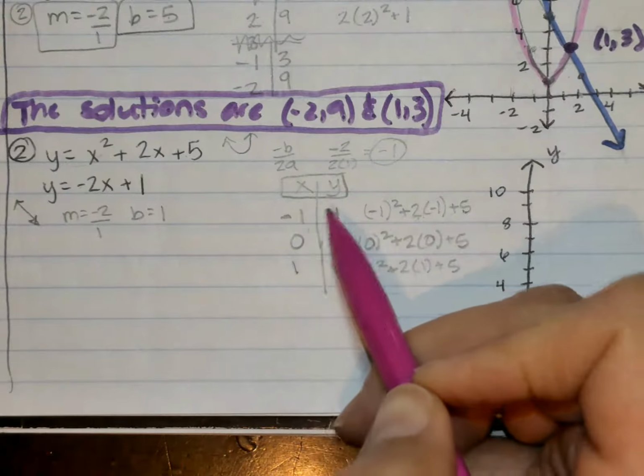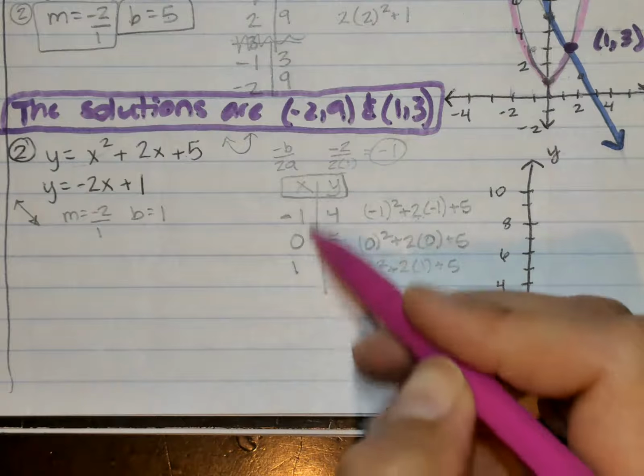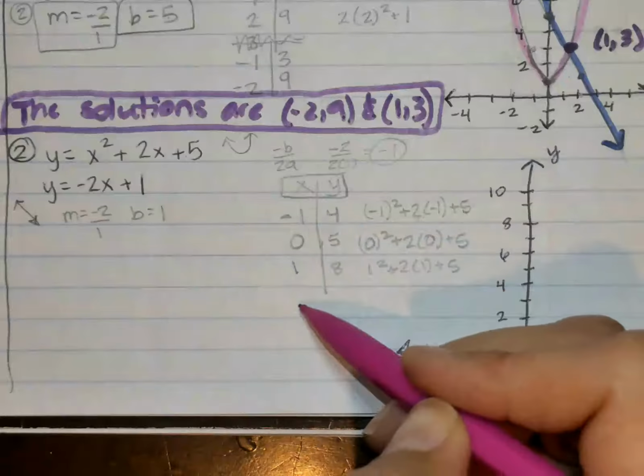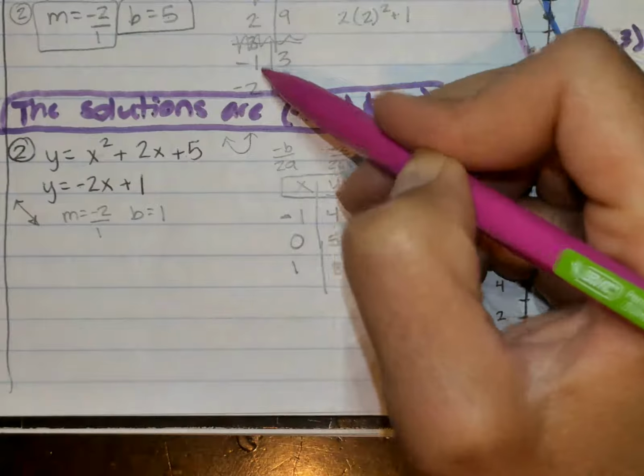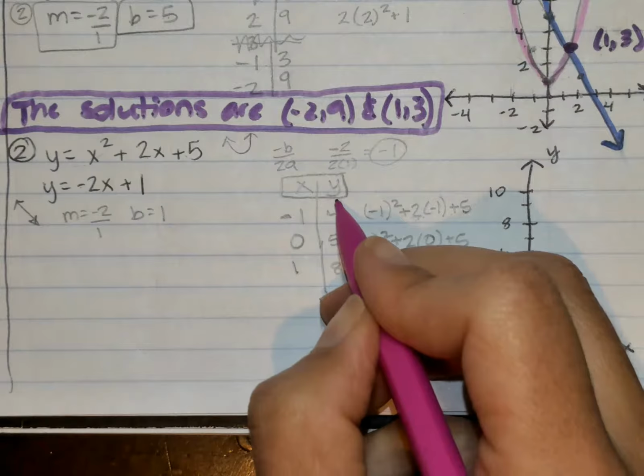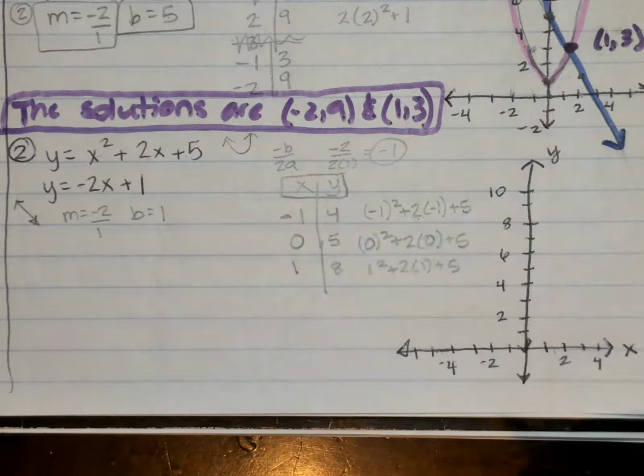I could show it on the table if I wanted to, but I'm just going to get my other points using symmetry. But you can, like I did up here, always show them in the table too. It would be a 5 and an 8 for negative 2 and negative 3.